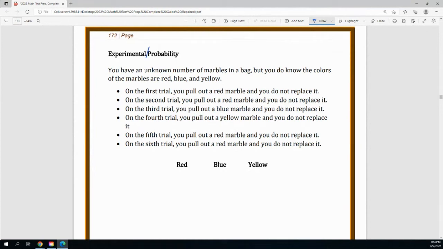Experimental probability. Probability is used a lot in genetics and in science. It's used a lot also in gambling. But what it's doing is coming up with probabilities of things happening. So experimental probability just says, hey, let's run a trial or an event. Now, trial or event is the same word. The test may use either, okay? So a trial is something happening once, one event, one trial, okay?